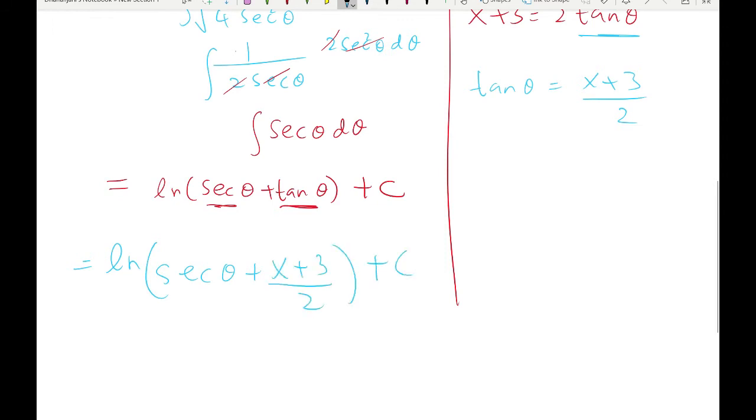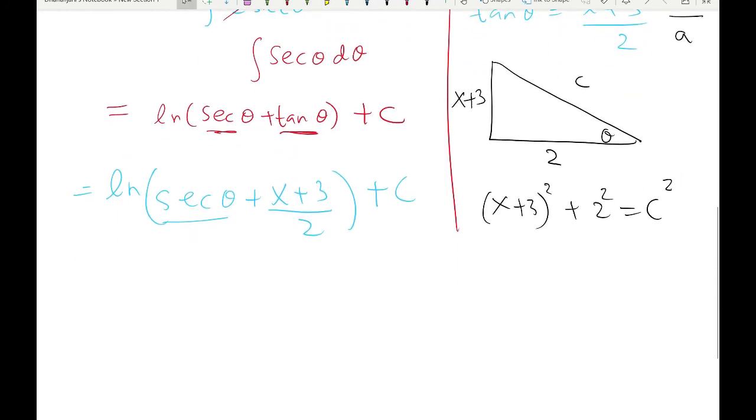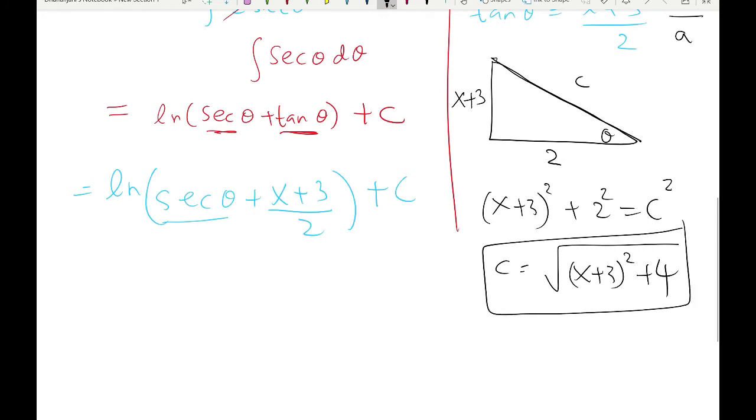Now we just need to replace secant theta. What can we do? We have to use the triangle. So let's mark theta. Tangent theta is opposite over adjacent, right? So the opposite is x plus 3 here. The adjacent side is 2 here. So let's use the Pythagorean theorem. We want to find that c. So here (x plus 3) square plus 2 square is equal to c square, right? So here c, the hypotenuse length, is actually the square root of (x plus 3) square plus 2 square, which is 4, right? Okay, so that was easy.